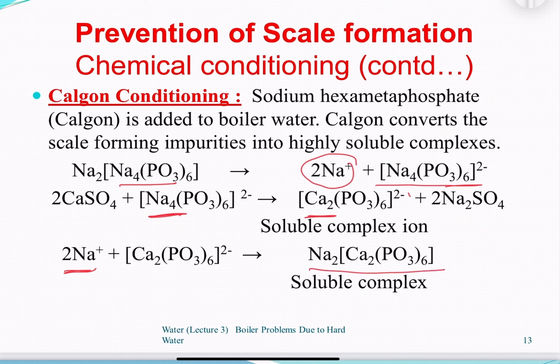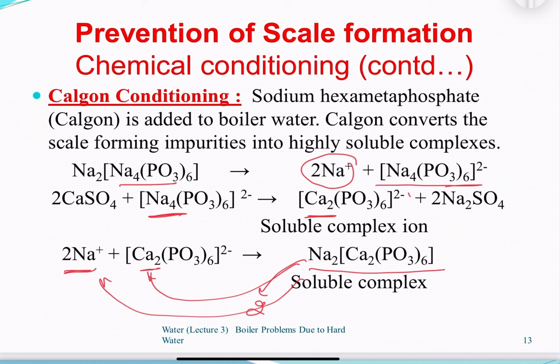So all the calcium and magnesium salts which were present in water will get converted into a complex salt. Now even if this ionizes, how will it ionize? It will ionize like this. So once again you can see that calcium ions are not freely available. They are in the form of a complex ion, so once again they will not deposit, they will remain in soluble form.